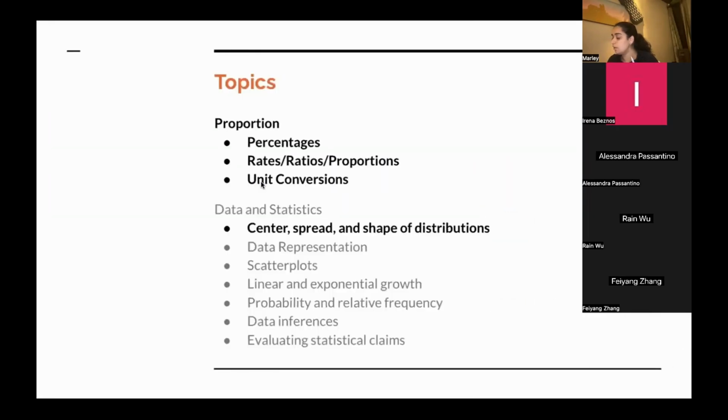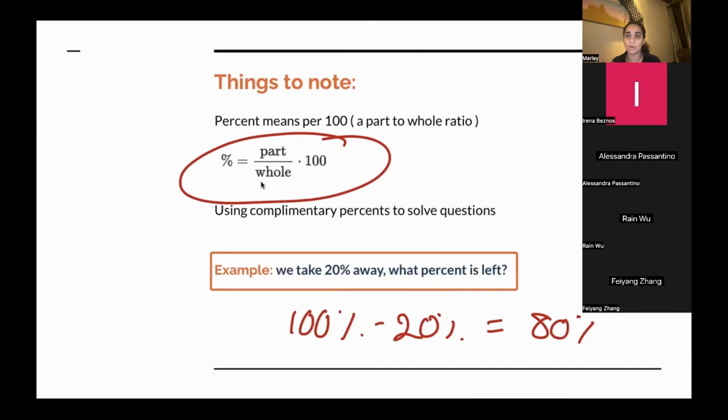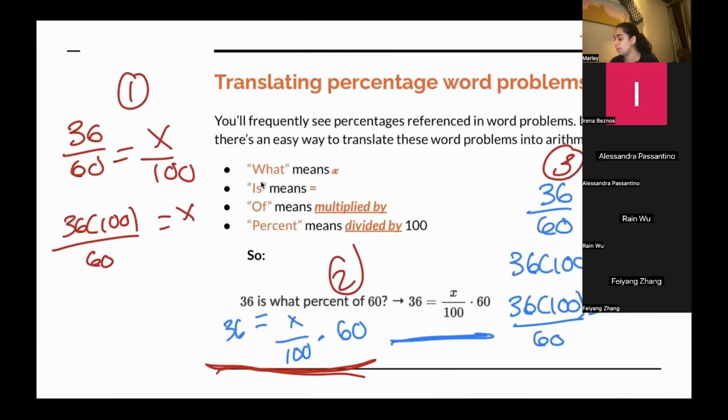So today we're going to be discussing proportions, percentages, rates, ratios, unit conversions, and statistics. Later in the afternoon, Marley will cover the rest of statistics. With percentages, it's a part over a whole times 100. And if we take away 20%, 100% minus 20% is 80%.